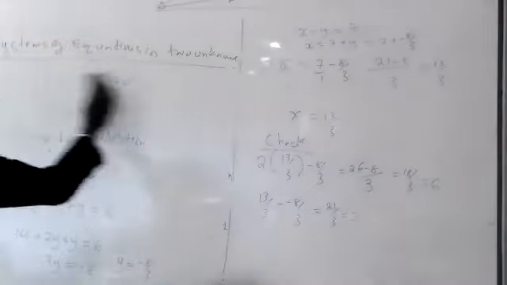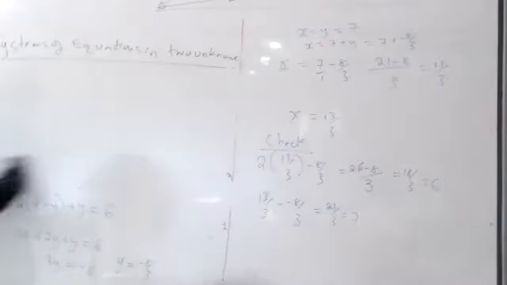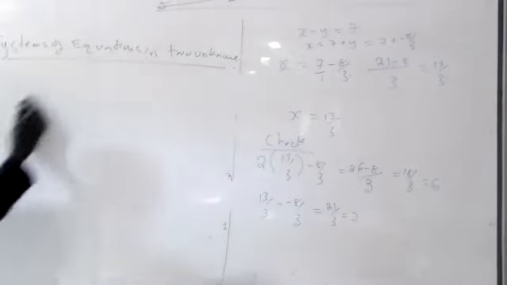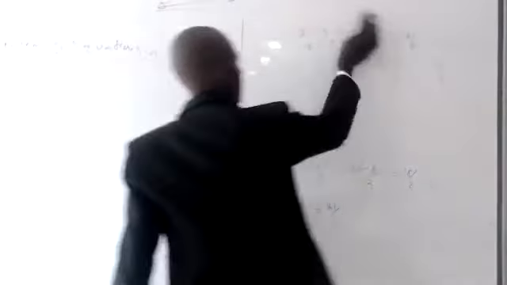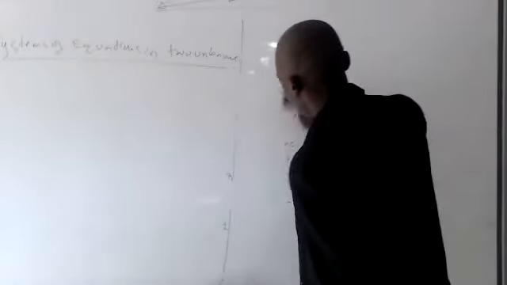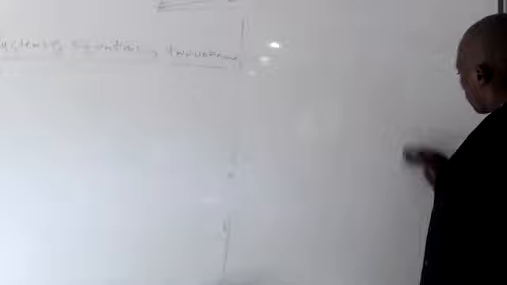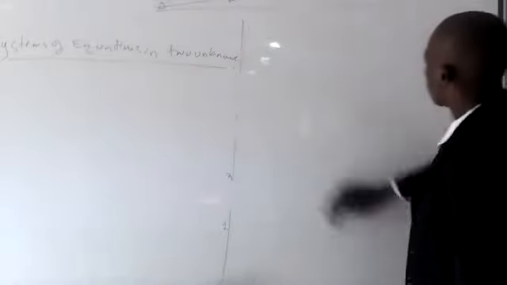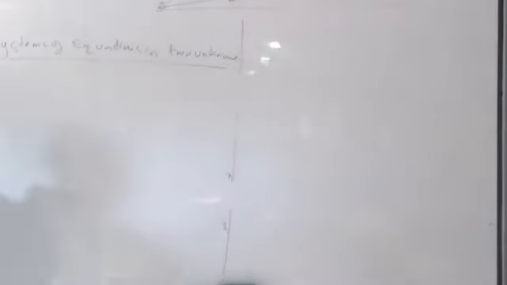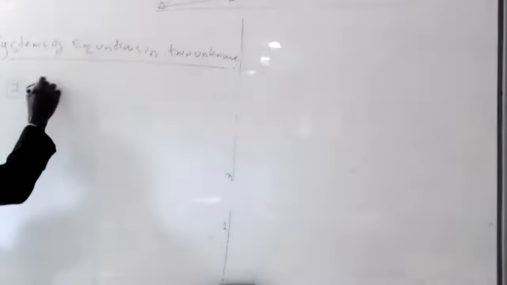Seems there is none. So the method of substitution is very easy. Simply write one of the unknowns in terms of the other using any of the equations, and then substitute it in the equation which you did not use to write one unknown in terms of the other. The second method is called elimination.